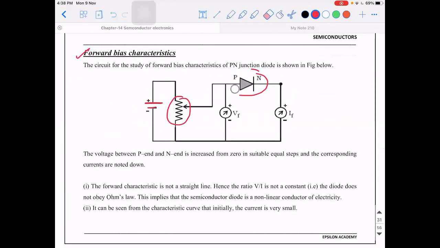I'll explain it. I told you what biasing is, right? Taking a semiconductor and connecting it across a battery is called biasing. So when you take a P-type semiconductor with the help of a resistor, if the P-type is connected to the positive of the battery and the N-type is connected to the negative of the battery, then this type of biasing is called forward bias.